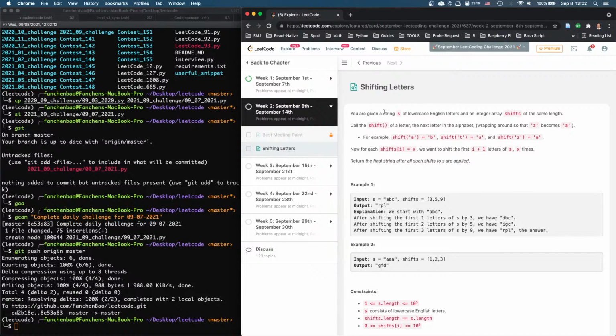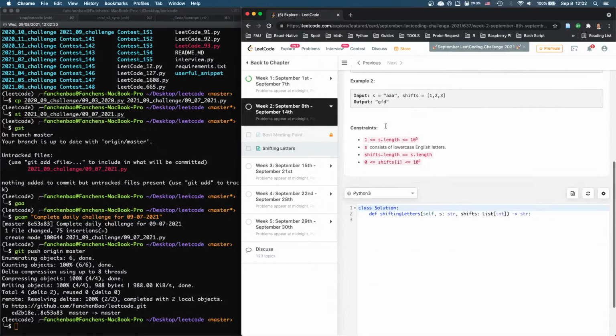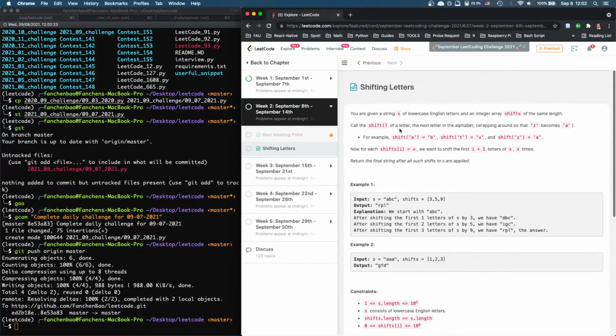Alright, you're given a string of lowercase letters and an integer array, shifts. Call the shift of a letter the next letter in the alphabet, wrapping around. For example, shift A equals B, shift T equals U, okay? And now for each shifts[i] equals x, we want to shift the first i plus 1 letters of s x times. Return the final string. I didn't understand.